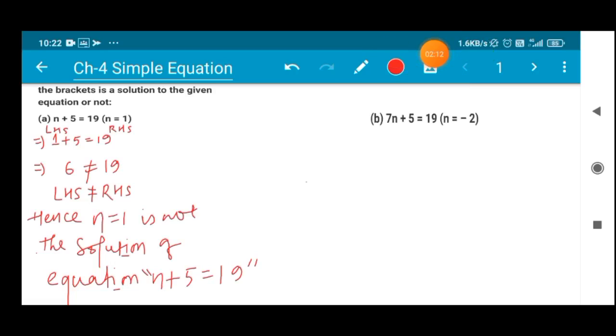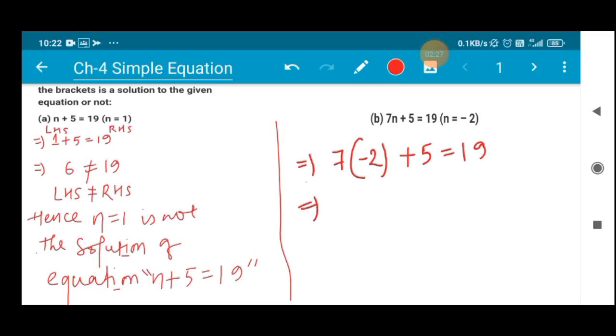So let's do now the next one, that is question number B. 7n plus 5 is equal to 19. I'll directly put the value of n, that is -2, inside the bracket: 7 into (-2) plus 5 is equal to 19. So 7 into -2 is equal to -14. Why? Because plus into minus means minus. So it is -14 plus 5. Now minus plus is minus, so it will be 14 minus 5, which is 9, but the answer is negative because 14 is the greater number, so it is -9, which is also not equal to 19.